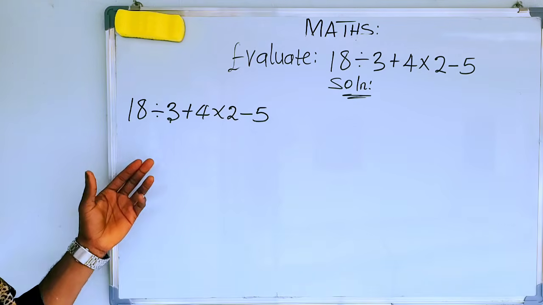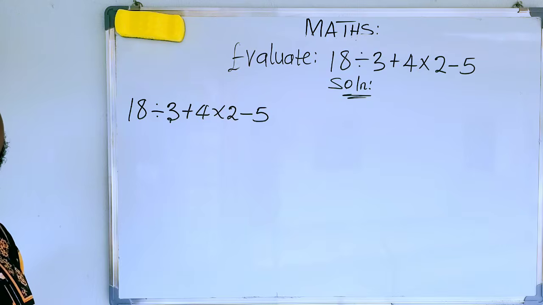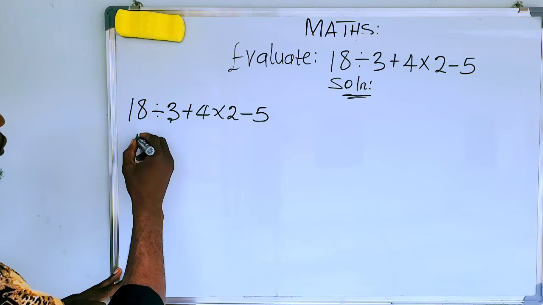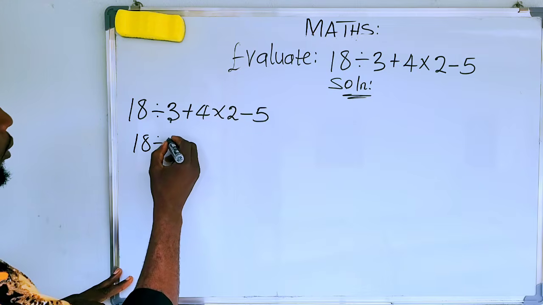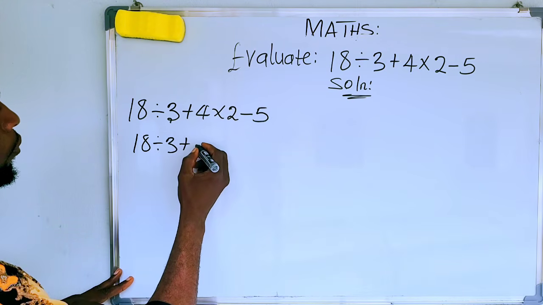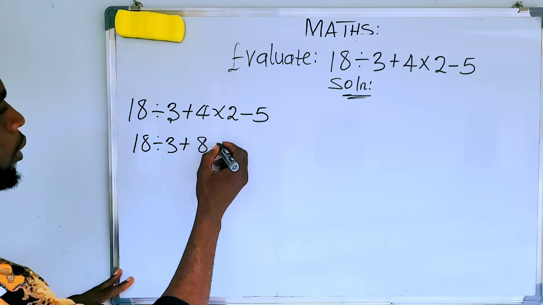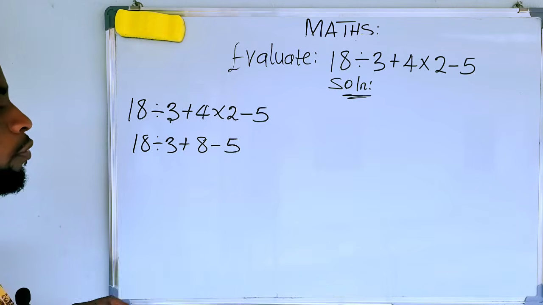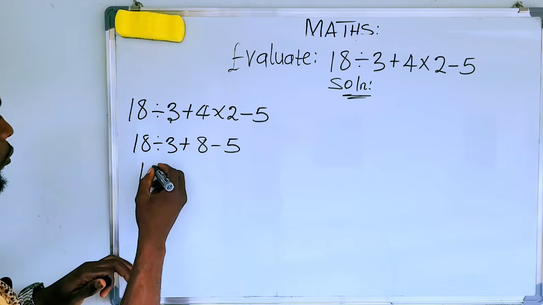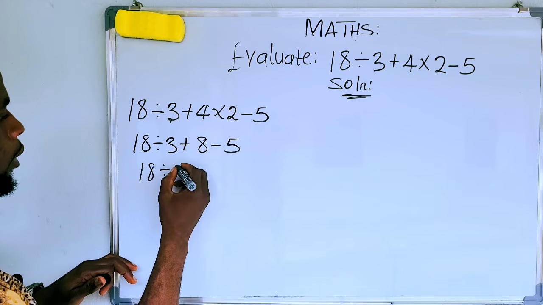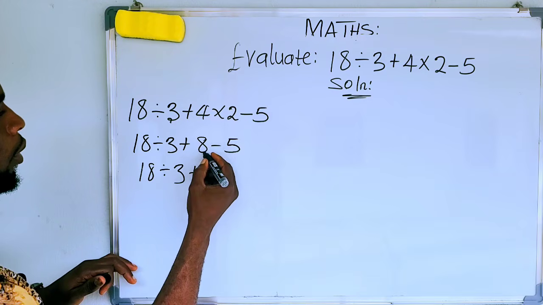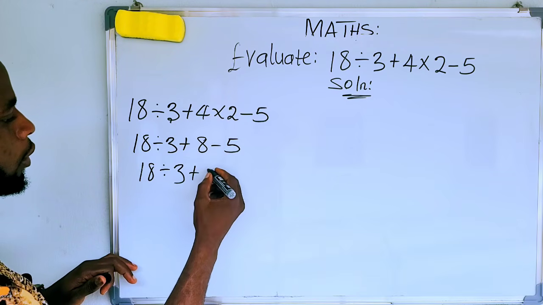Here, some persons will simplify this in this form. We have 18 divided by 3 plus here 2 times 4 times 2, that gives 8 minus 5. When simplified this far, I have 18 divided by 3 plus here 8 minus 5, that gives 3.